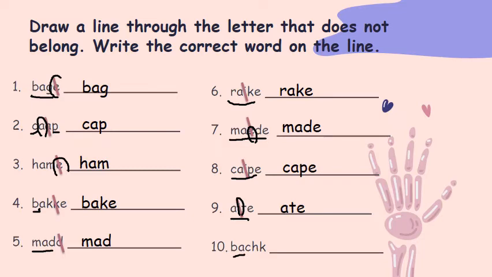Here we have the word back. We have to cross out the letter H. This is how we write the word back with the short A sound.